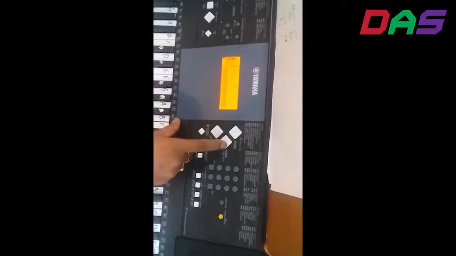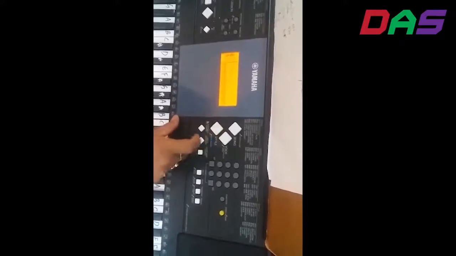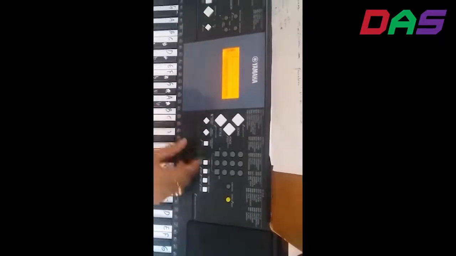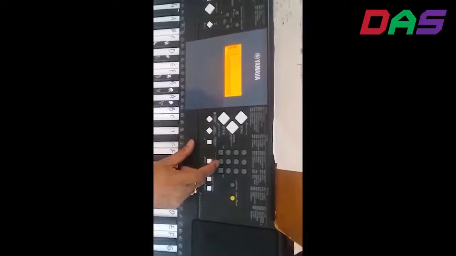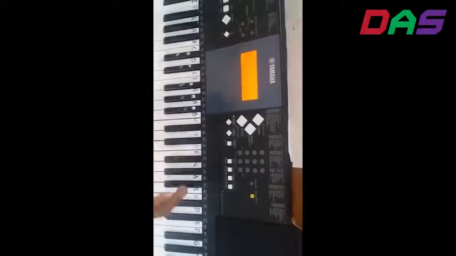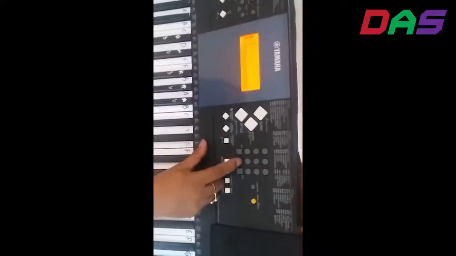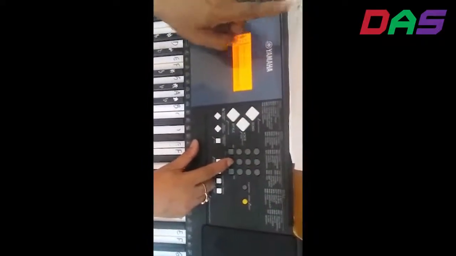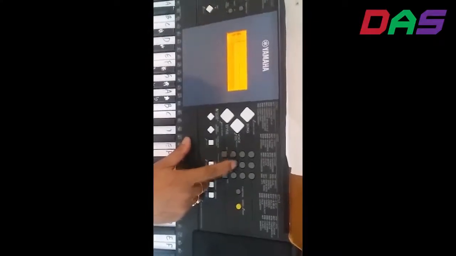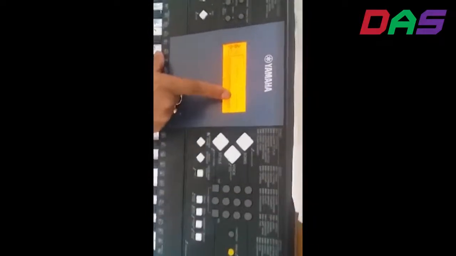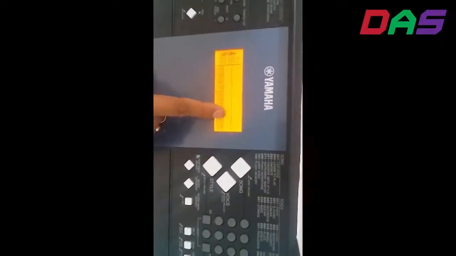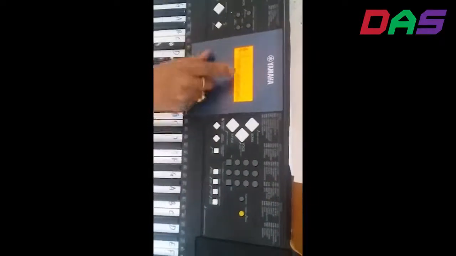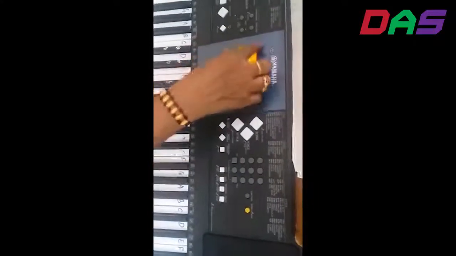I am going to set the voice brass. Brass means all wind instruments together, trumpet, saxophone. That group of instruments is called brass. So the brass instrument number is 078. You can see brass section. Brass section means trumpet, saxophone, trombone, all together. The all-together sound is called brass section sound.